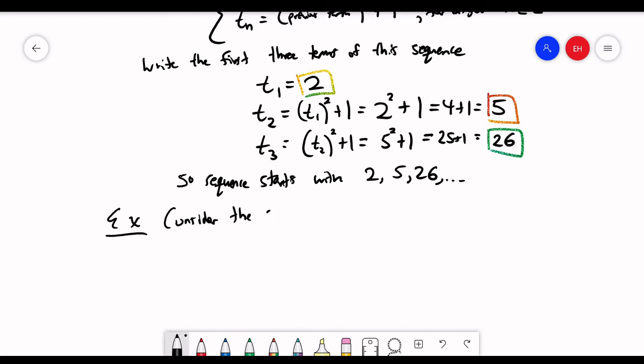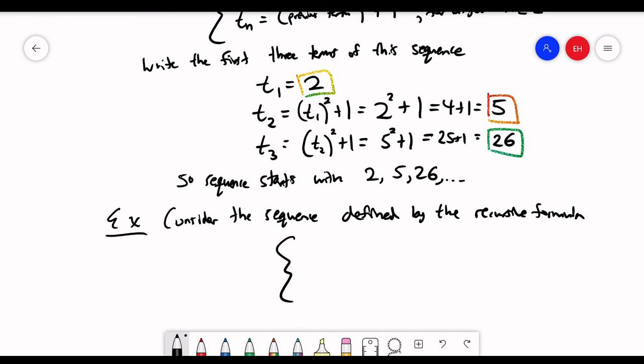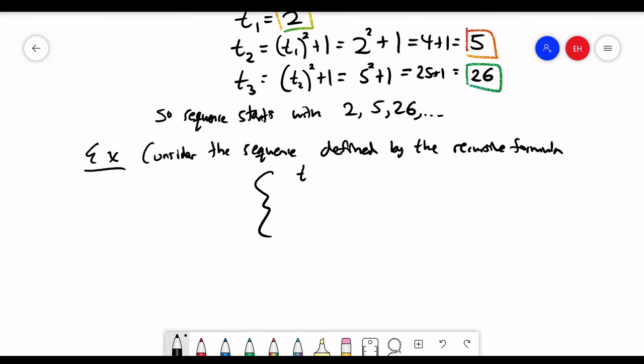Now, let's look at another example. I'm going to give you the recursive formula again. So consider this sequence defined by the recursive formula. Because of the recursive formula, you know I'm going to give you the first step, and then I'm going to tell you how to get to the next step from the previous step. So the first term is 6, so T1 equals 6.